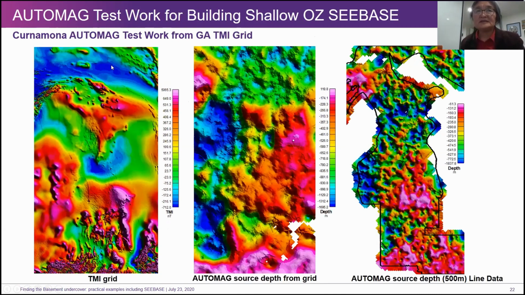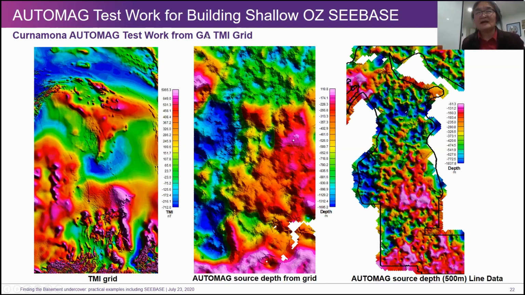In the same region, we are using the GA TMI grid data. The grid data has more advantage because the line data is too big to handle, and the storage and processing need a lot of work.